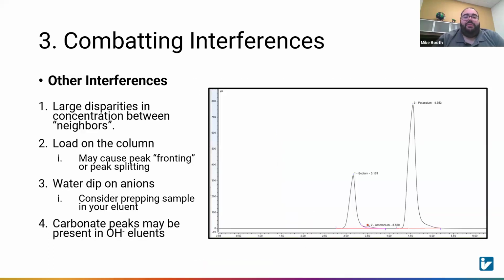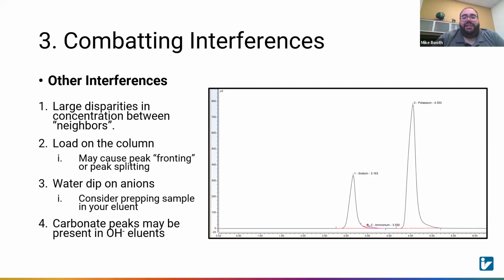Other interferences that you have to worry about, the main one other than just coelution, is going to be bleed over effects. That's what we call a large disparity in concentration between peaks that elute closely together. A classic example of this is sodium and ammonium. With high concentrations of sodium, when you're trying to measure low concentrations of ammonium, you'll see, like in this chromatogram here, the sodium peak is just really broad and it's bleeding over onto the ammonium peak. This is a pretty common issue.